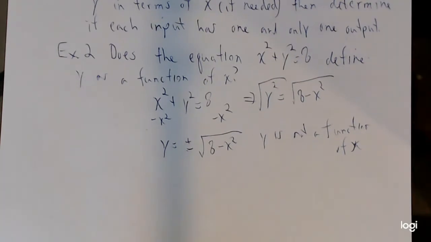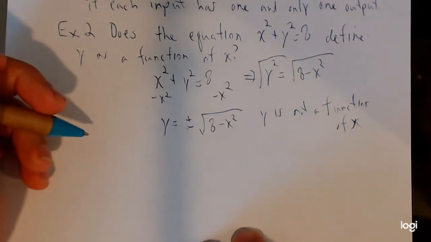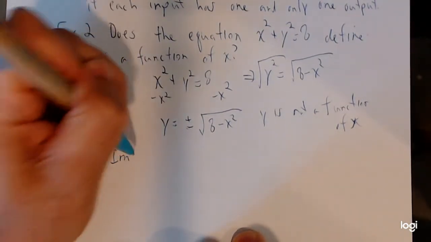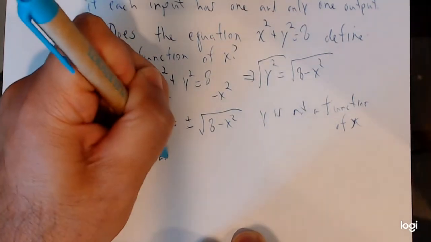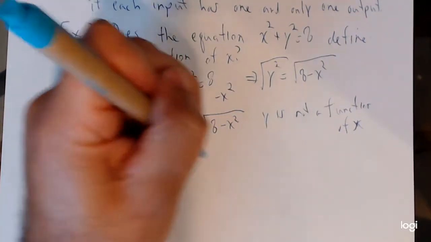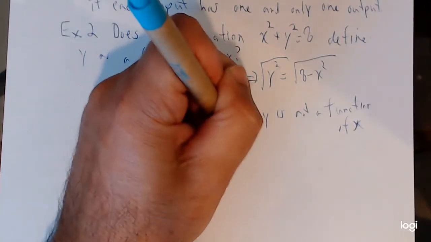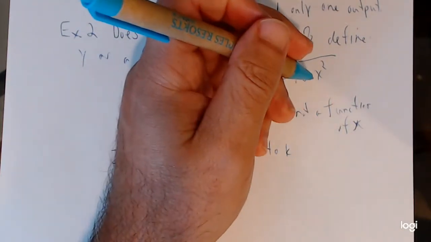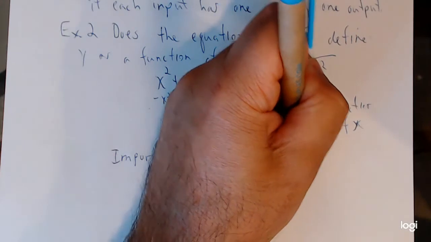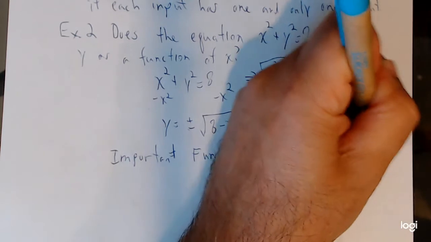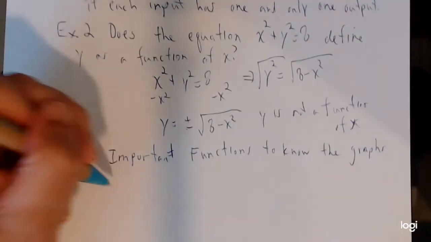So the last thing we're going to do is talk about some important functions that we need to know the graphs of. And you're going to notice that we're going to use these a lot throughout the years. So if you don't know them by now, I think you already do know them. But these are some important functions that we are going to be talking about throughout the entire year. And even in calculus, you'll encounter these. So important functions to know the graphs of. So there's 6 of them we need to know.